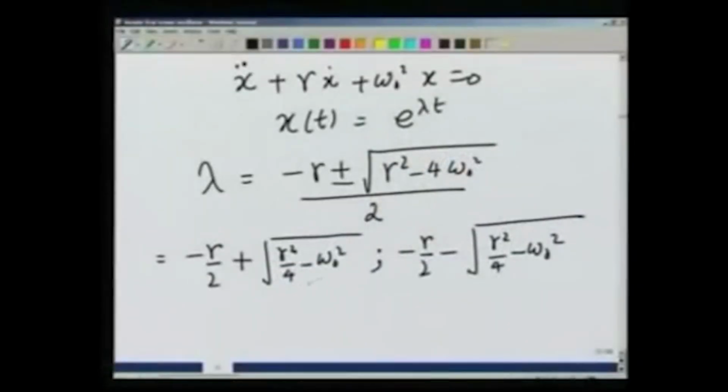For example, if gamma square by 4 is greater than omega 0 square, in that case I am going to have no imaginary part in the roots, and therefore the solution is not going to be of the oscillatory nature. On the other hand, if gamma square over 4 is less than omega 0 square, I am going to have an imaginary part in the roots, and that is going to lead to oscillatory motion, as we saw in the undamped harmonic oscillator case. So, let us examine these cases one by one.